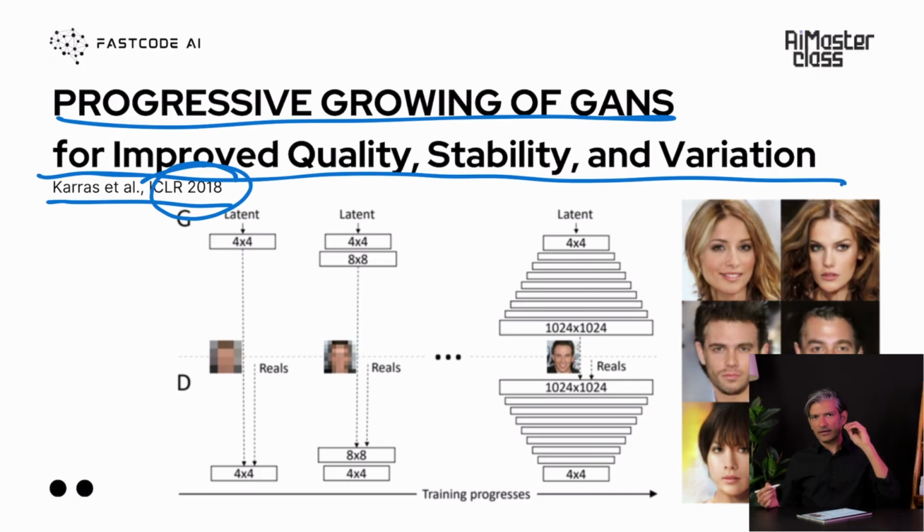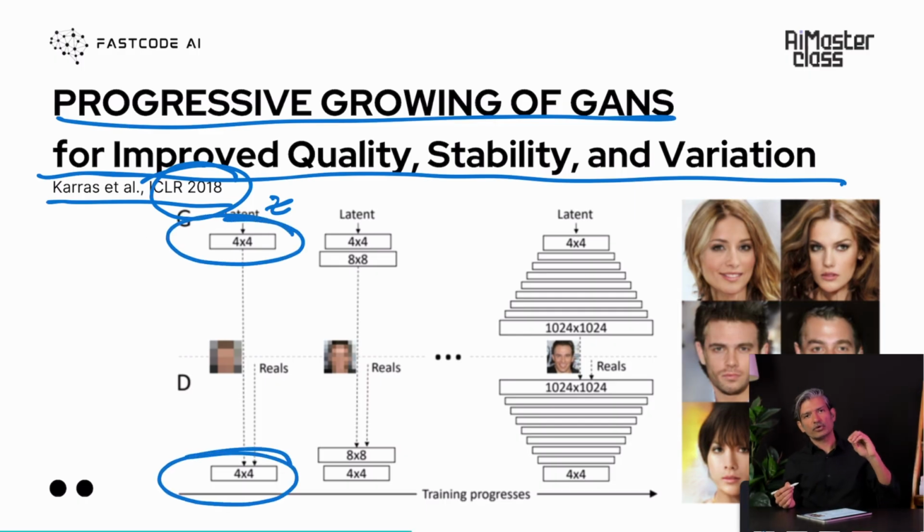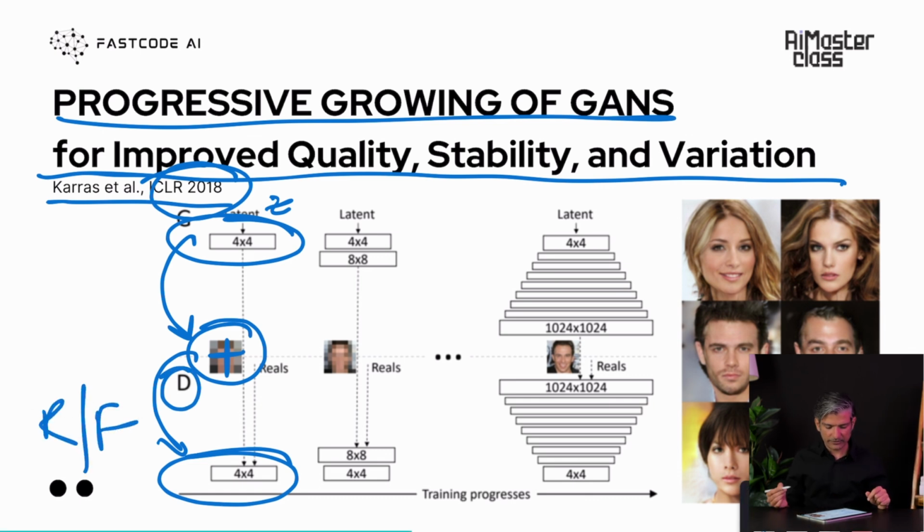And the idea here is really simple. What they do is, of course, latent is your Z. So from your Z, in the first step, they only have a very small network which creates just a 4x4 image of the face, right? So this is just a 4x4 image. And then the generator creates this image, and this image goes into the discriminator D, and then you do your real and fake business.